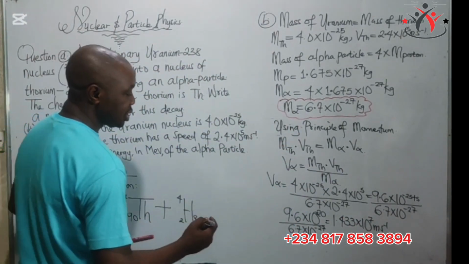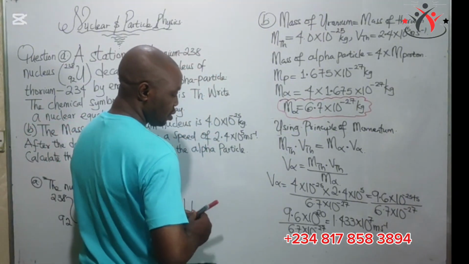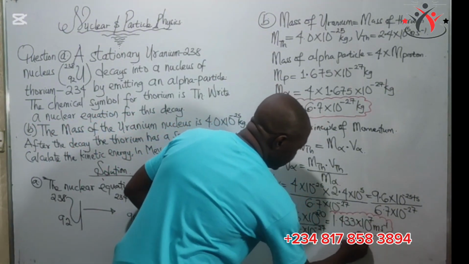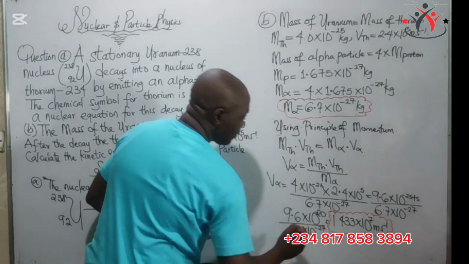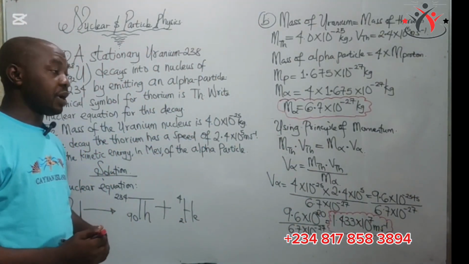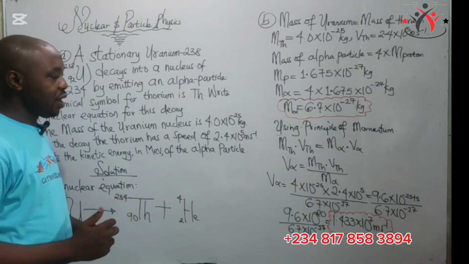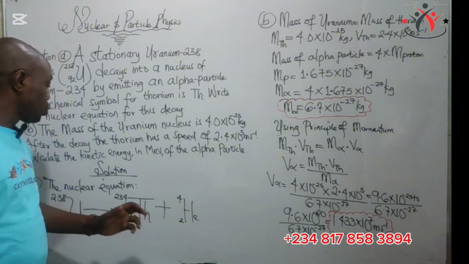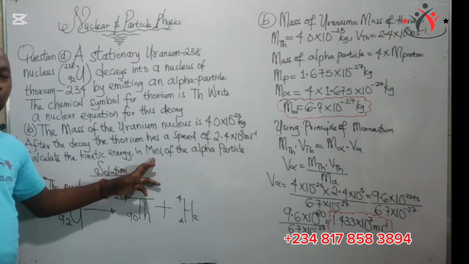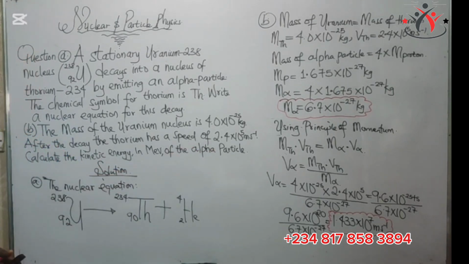All right, so the velocity of the alpha particle is 1.433 times 10 raised to the power of 7 meters per second. That's the velocity of the alpha particle. Now remember, we want to calculate the kinetic energy in mega electron volts of the alpha particle.